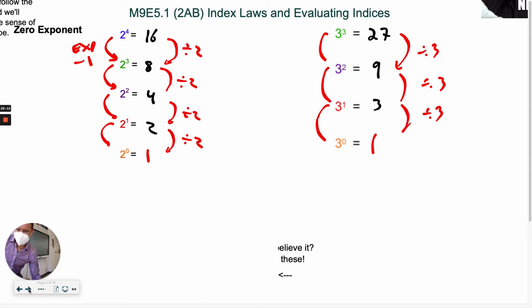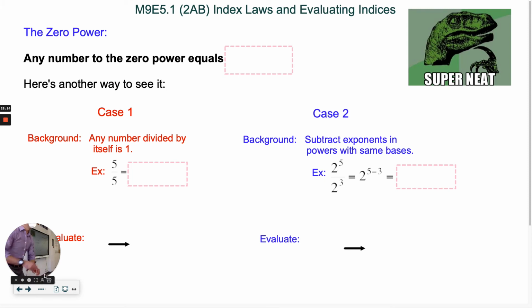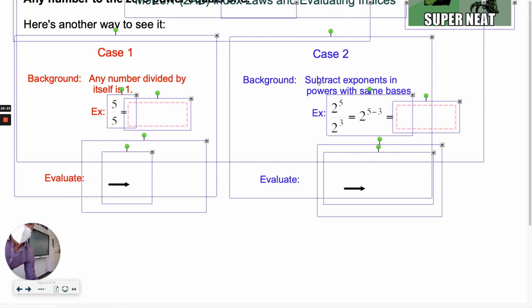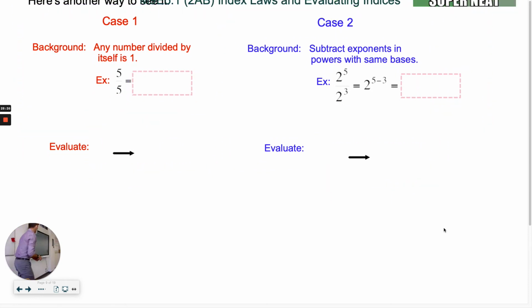Here's another way to see it, with what you already know about dividing. Any number to the 0 power equals 1, except 0, which is kind of weird. But let me show you the second. This is a little more algebraic way to visualize it. Case number 1. Any number divided by itself is 1. You take 5 pizzas, you put them in 5 piles. Every pile has 1 pizza. That's not surprising. So if we did something like 4 cubed over 4 cubed, that's 64 over 64. That should be 1.